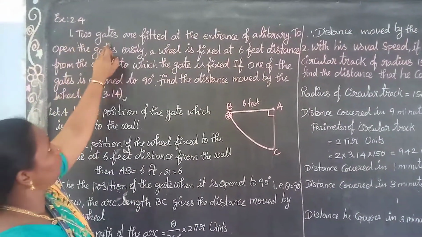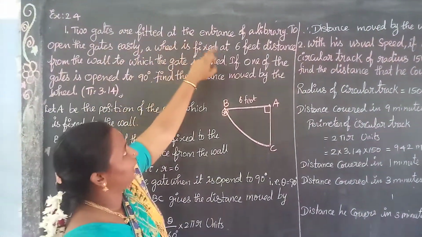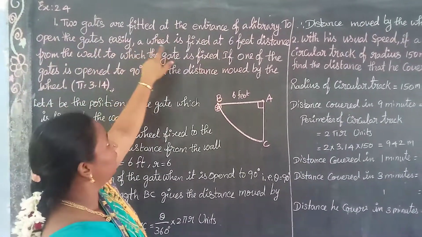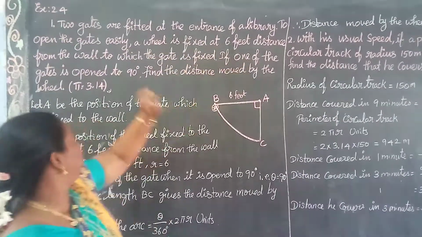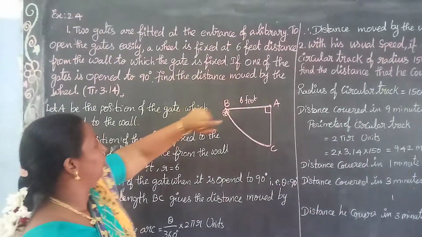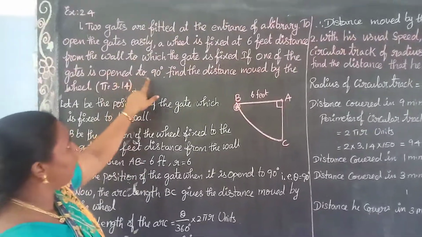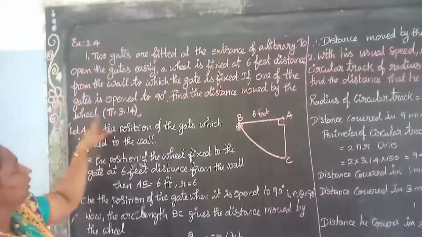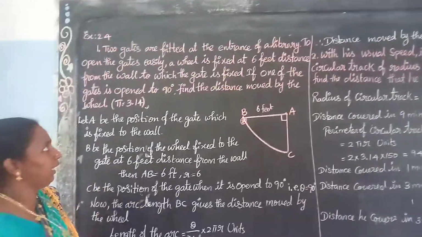First one: two gates are fitted at the entrance of your library. To open the gates easily, a wheel is fixed at 6 feet distance from the wall to which the gate is fixed. If one of the gates is open to 90 degrees, find the distance moved by the wheel. They have given the value of pi as 3.14.